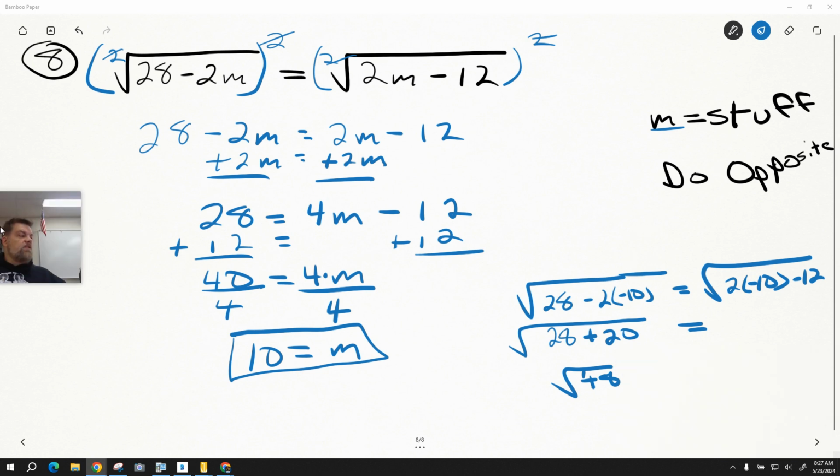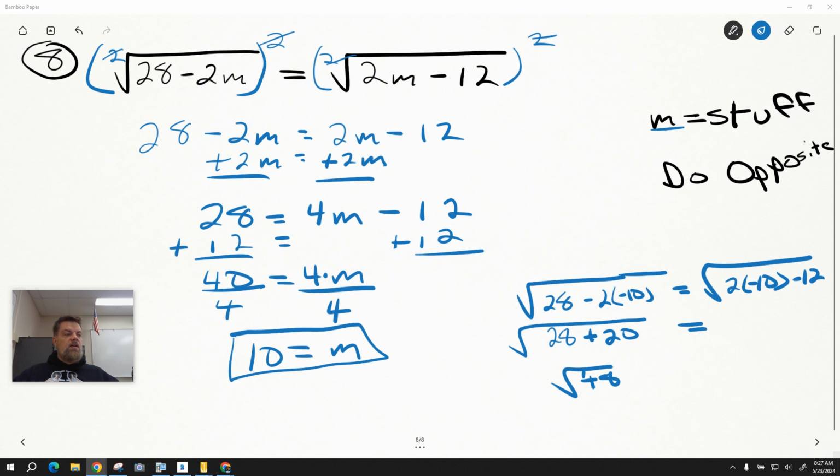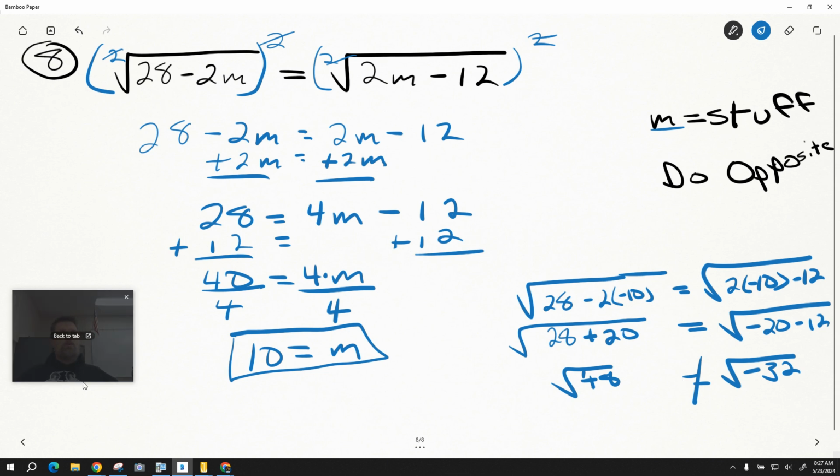Over here, this becomes negative 20. So you got negative 20 minus 12, and then you have negative 32. You can't take the square root of a negative number, so that's why we omit or don't consider the negative 10. Okay, so always plug in both the positive and negative and make sure it works. Usually the principal root works. It's just the negative root that you might have an issue with.